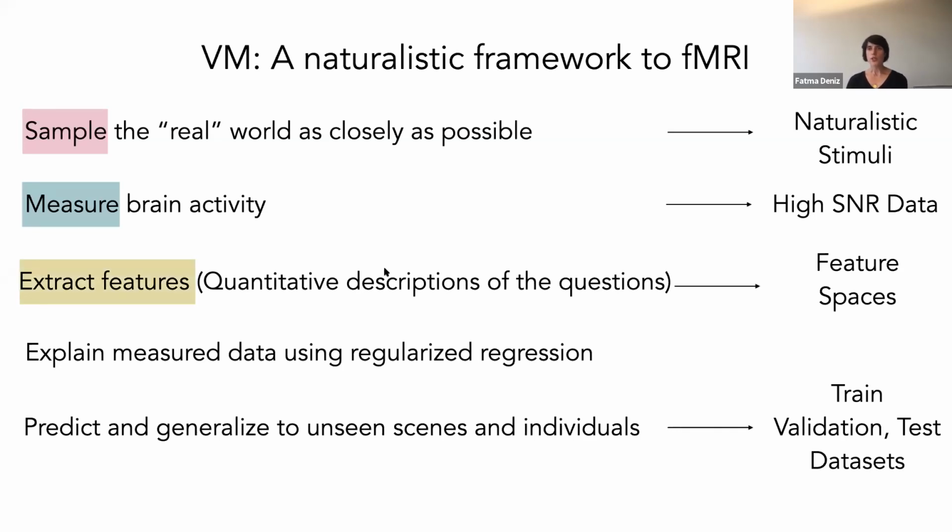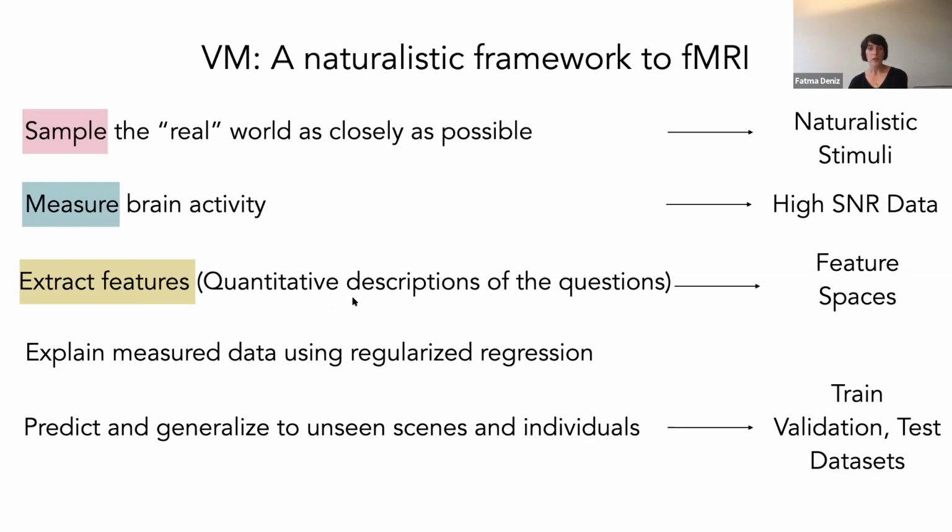Then we extract features. These are basically the quantitative descriptions of the questions using those feature spaces that we either borrow from different fields, such as natural language processing, that I mentioned with the word embeddings, or we design them ourselves. They can be manual, or other computational models, such as the spatiotemporal Gabor filters that Shinji developed. And this is basically the other part that takes a lot of our time in the data analysis procedure.